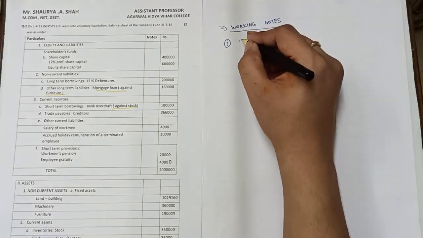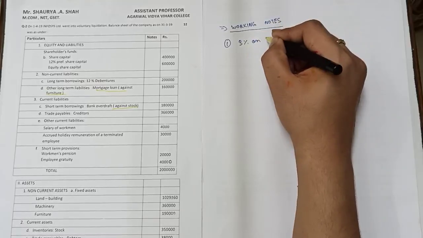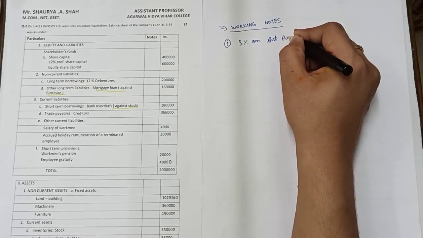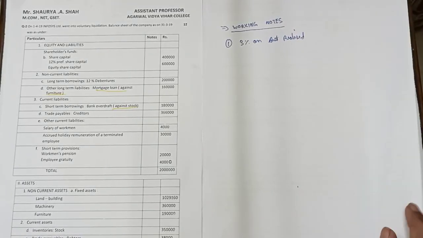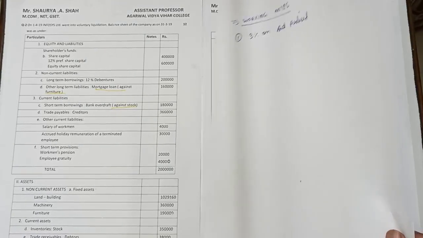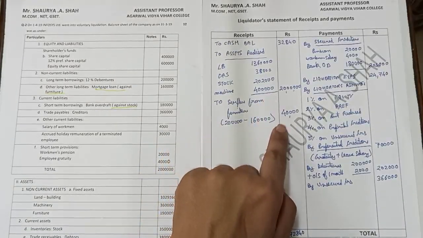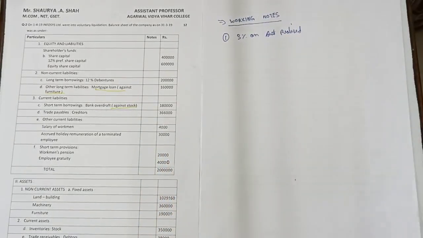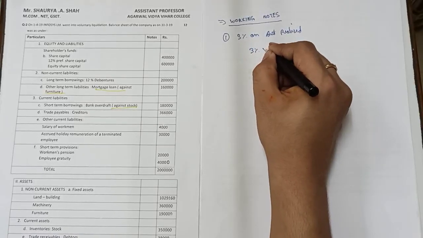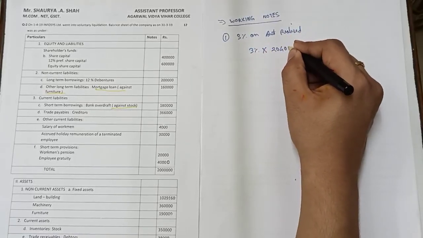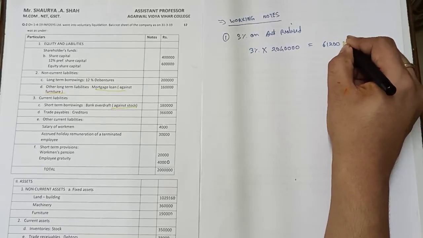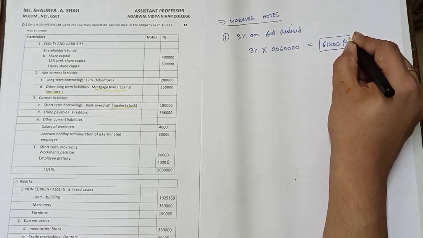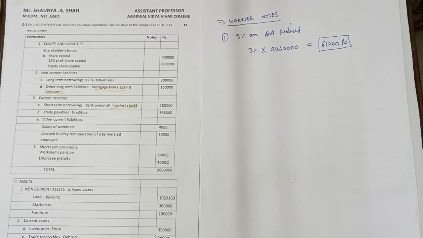After that is your 3% on amount realized, right? So what is the amount realized, students? As you can see, the amount which the liquidator has realized is 20 lakh plus 40,000. So 3% on 20 lakh 40,000 rupees is equal to 61,200 rupees. Just keep it as it is. We will post all the things together.